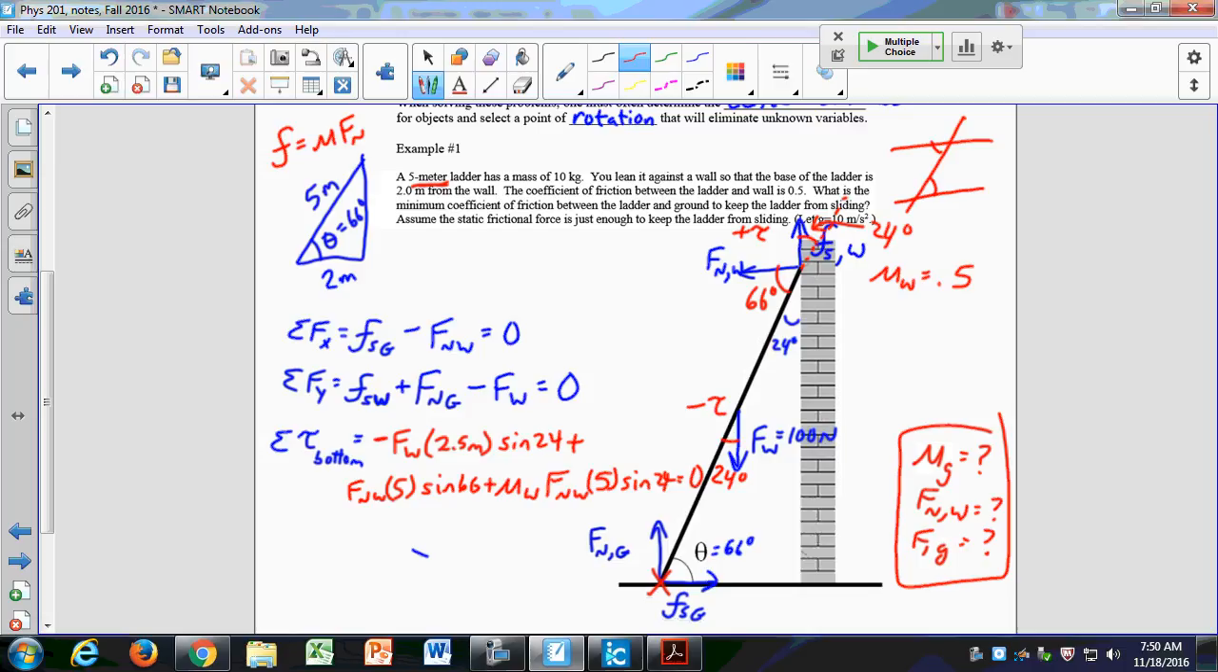Let's see what our unknowns are here. I know the weight. I don't know FNW. Do I know mu of the wall? I do. It's 0.5. Oh, but I don't know FNW here. Well, shoot. How many unknowns do I have in this equation? I just have one. Right, so I can solve this equation and figure out what FNW is. And if I do that, I find that FNW is equal to 18.